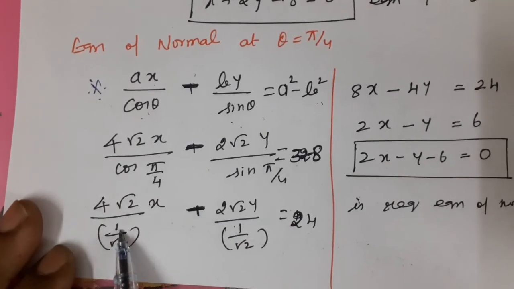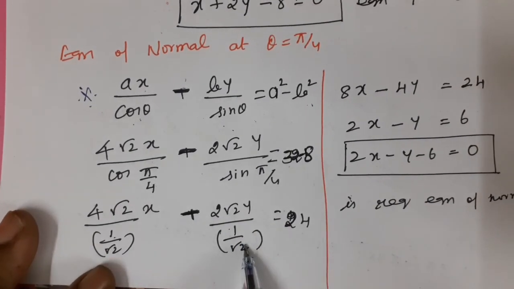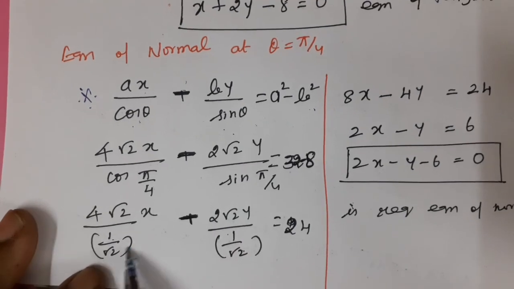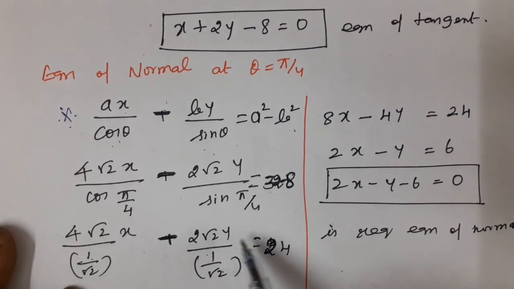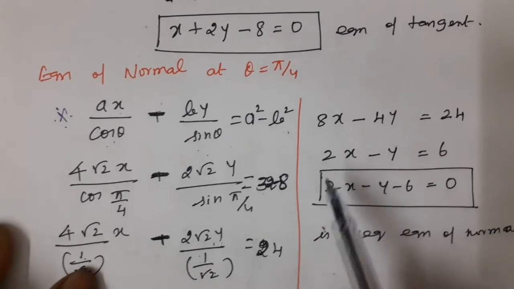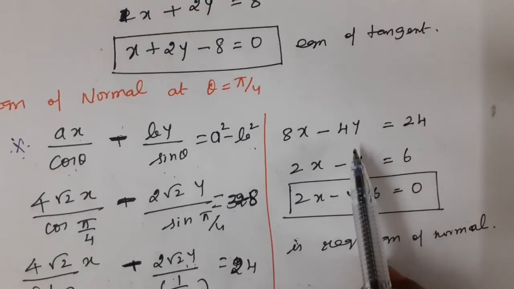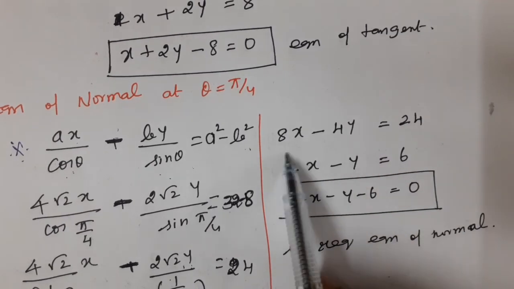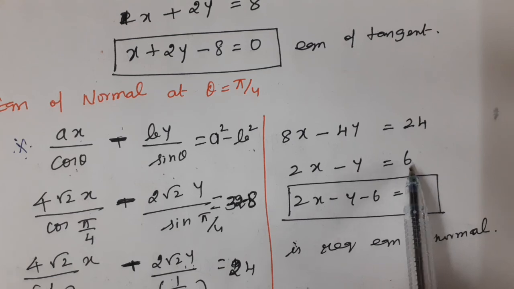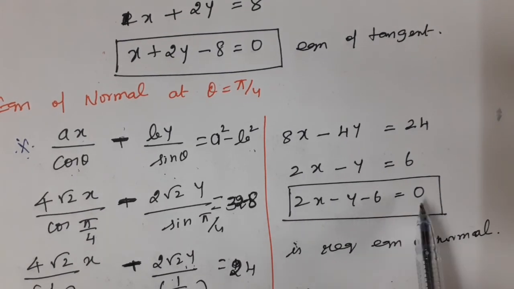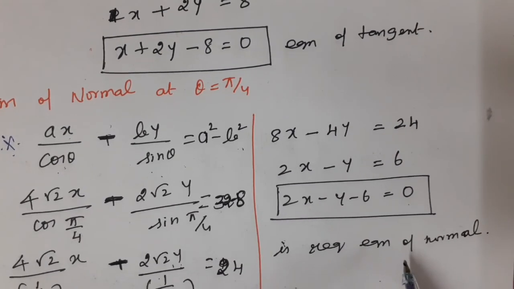Cos pi by 4 is 1 by root 2. Sin pi by 4 also 1 by root 2. Just take the reciprocal. Root 2 into root 2 is what? 2. 4 2s are 8x. Root 2 into root 2 is what? 2. 2 2s are 4y. 8x minus 4y equal to what? 24. That is nothing but, divide by what number? Divide by 4. We get what? 2x minus y equal to 6. 2x minus y minus 6 equal to 0 is the equation of the normal.